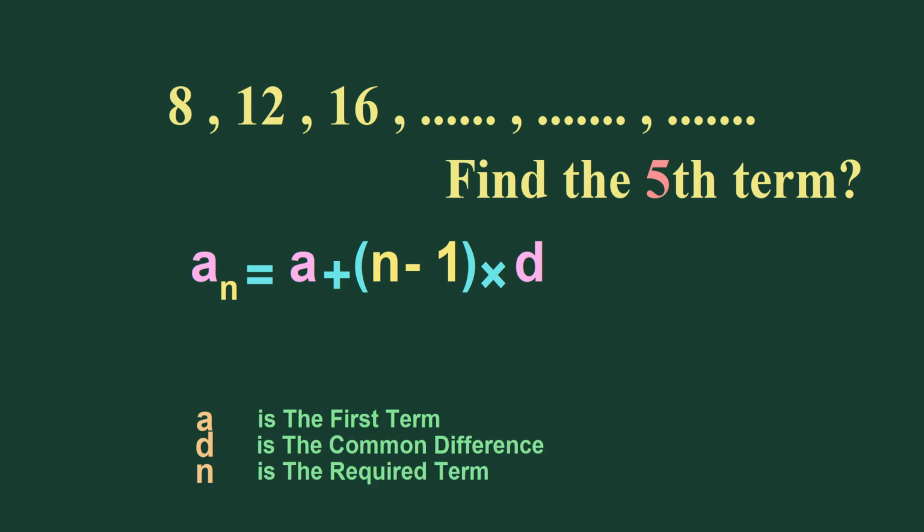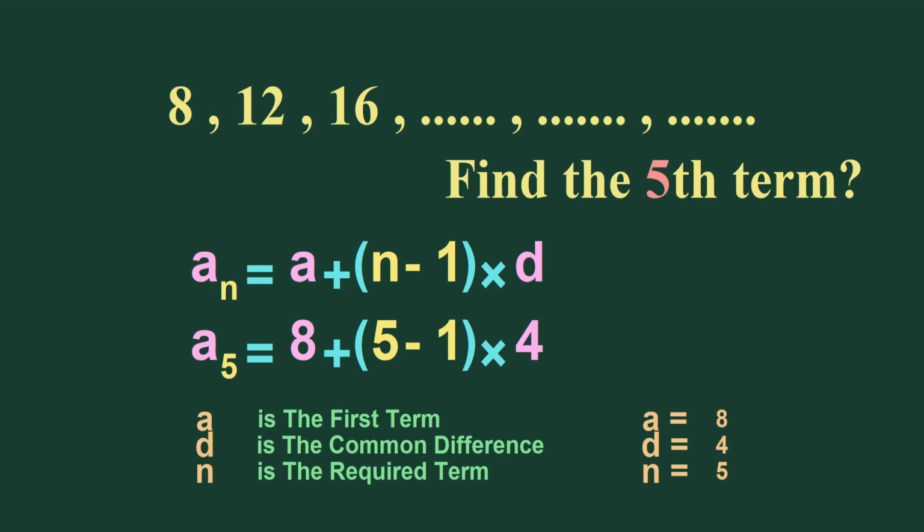From our problem, the first term a equals 8 and the common difference d equals 4 and the required term n equals 5. We substitute into the formula the values of a, d, and n, and we get that a_5 equals 8 plus (5 minus 1) times 4, which equals 8 plus 4 times 4, which equals 24. And this was the solution by using the formula method.